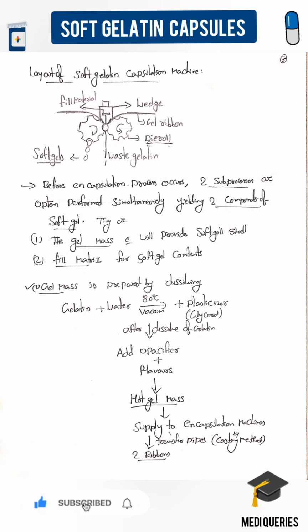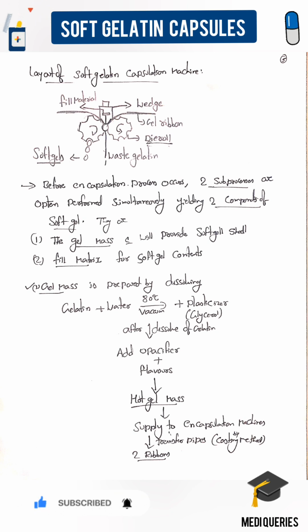So here is the layout of the capsule machine. It has two contra-rotating die rolls, and at the top there is a gelatin ribbon. These gelatin ribbons come from two sides like this and meet at the wedge here. Here is a filling chamber, where the filling material is filled, and at the bottom we collect the soft gelatin capsules like this. So this is the layout of the soft gelatin capsule machine.